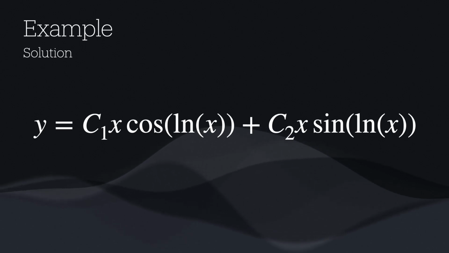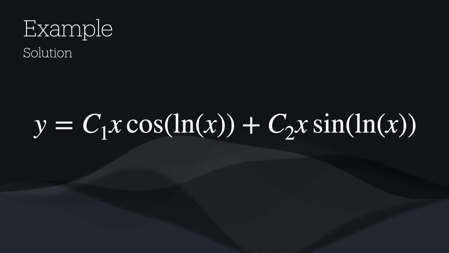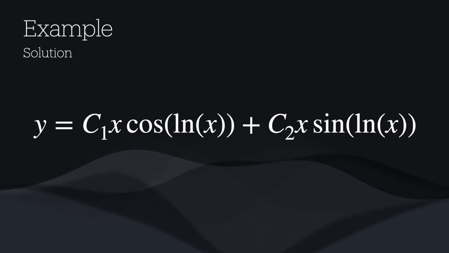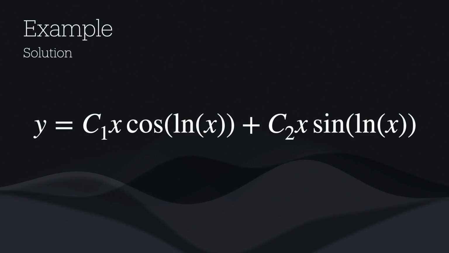Therefore, both x cosine ln x and x sine ln x are candidate solutions. And since Cauchy Euler equations are linear, the linear combination of the two will form the general solution. Therefore, c1 x cosine ln x plus c2 x sine ln x is the general solution, and we've solved the equation.